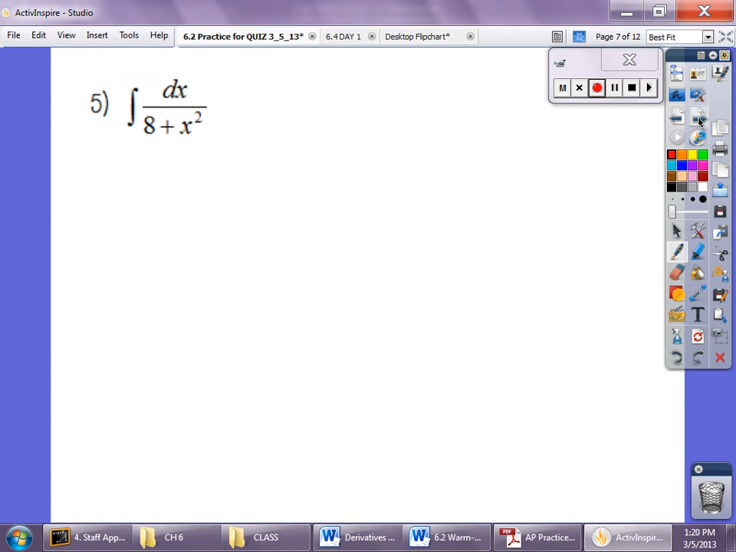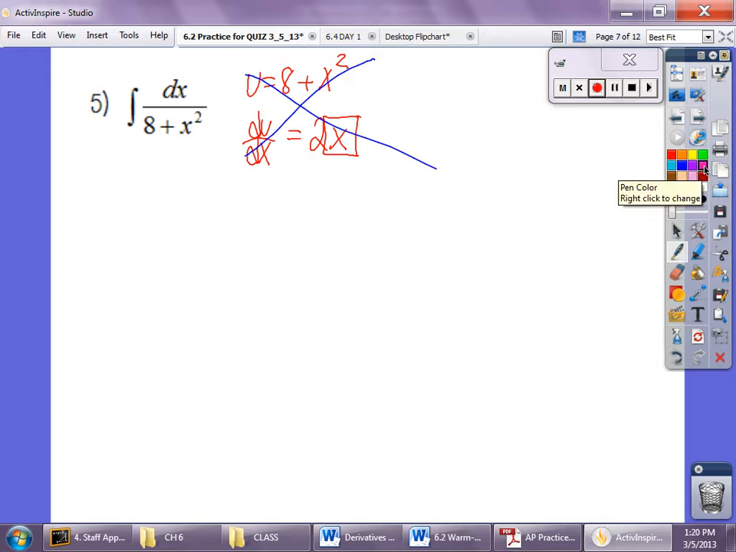Number 5. If I wanted my u to be 8 plus x squared, I would need a 2x, meaning I need an x to show up right here, but it obviously doesn't because I wrote it in. Therefore, this substitution can't work, so we're going to try the other two options, graph it or simplify it. I'll give you the hint that this is really coming from the rule: the derivative of tan inverse of u is equal to 1 over 1 plus u squared times du dx. So that's where the rule is coming from.